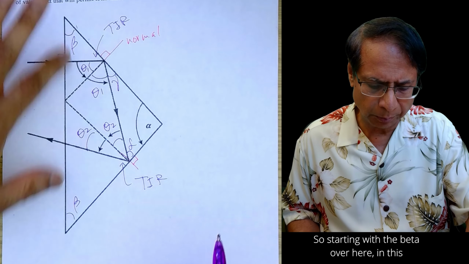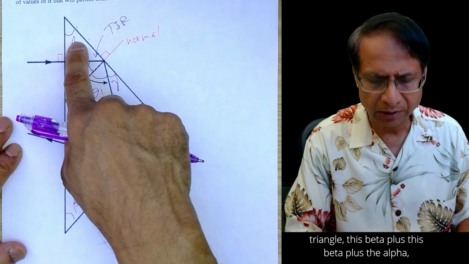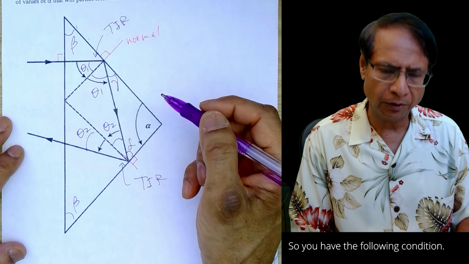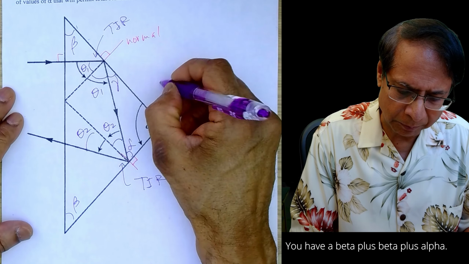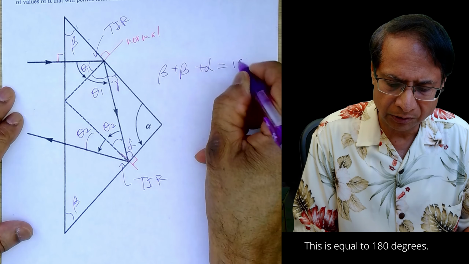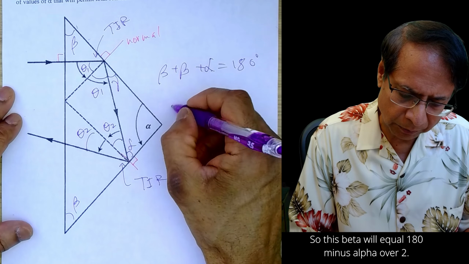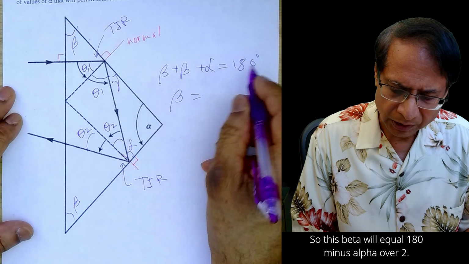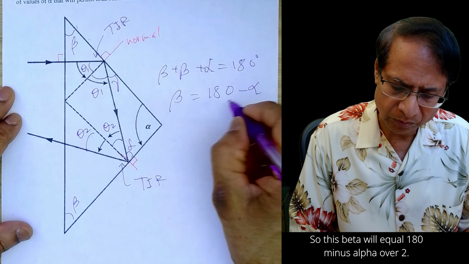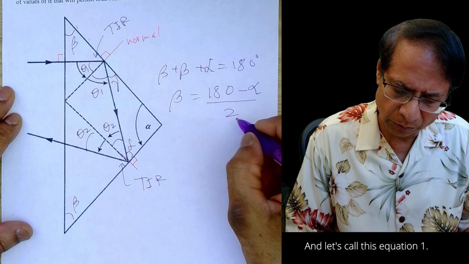Starting with this beta over here, in this triangle, beta plus beta plus alpha should add to 180 degrees. So you have the following condition: 2 beta plus alpha is equal to 180 degrees. Now you have an equation for beta. So beta will equal (180 minus alpha) over 2. Okay, let's call this equation 1.